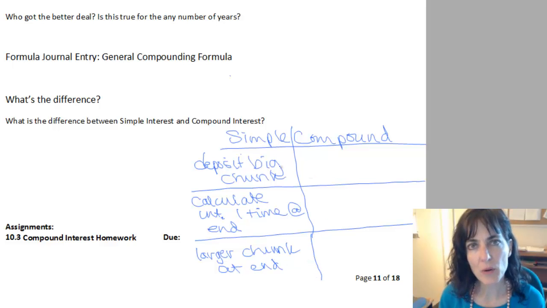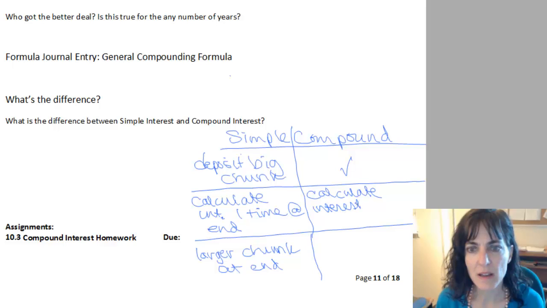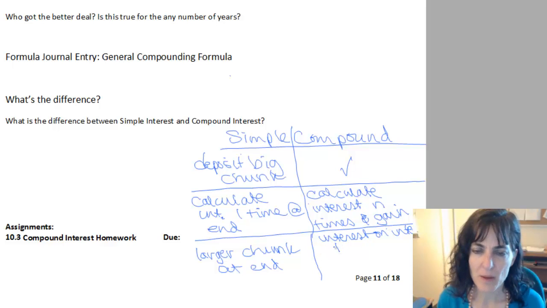So let's think about compound interest. With compound interest, we do also deposit a big chunk at the start. Calculate interest one time at end. No, that's where it's different. Here we calculate interest n times and gain interest on interest plus principal.